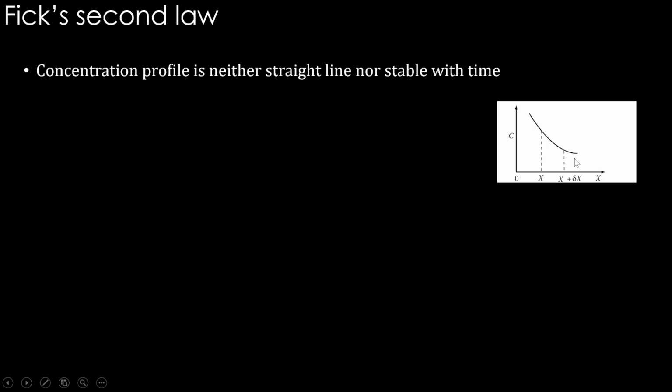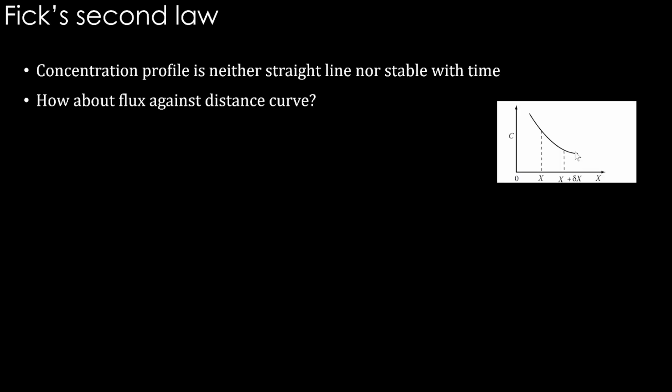If this is the case, then how will the flux look versus distance, the flux against distance curve? When it is a straight line, you can imagine how it would have looked. dc by dx, if it is a straight line, is directly proportional to J. We just need diffusivity to understand that. If dc by dx is constant, then flux is going to be constant. Flux against distance will be a horizontal line. But in this case, when the concentration profile is not a straight line, how will it look?